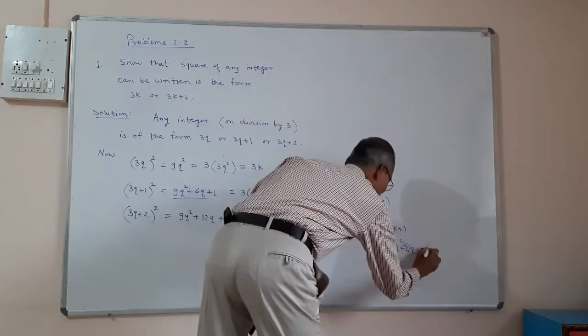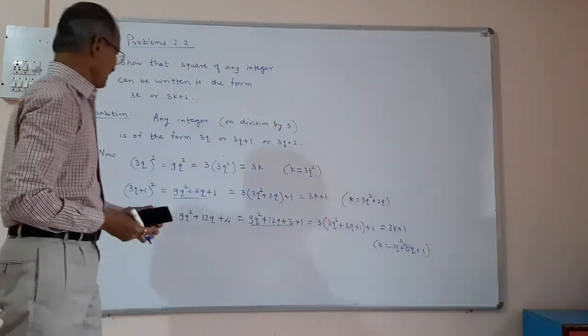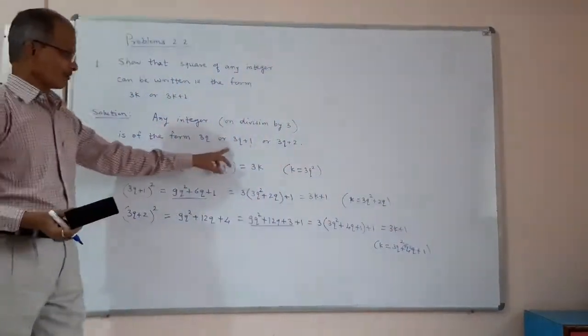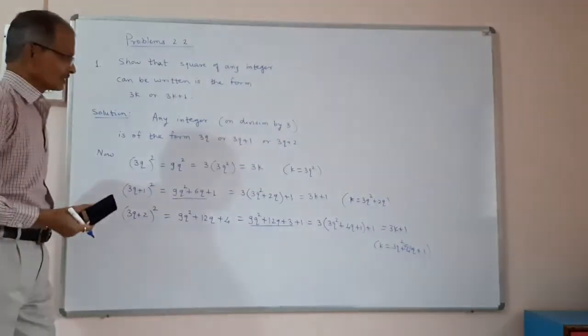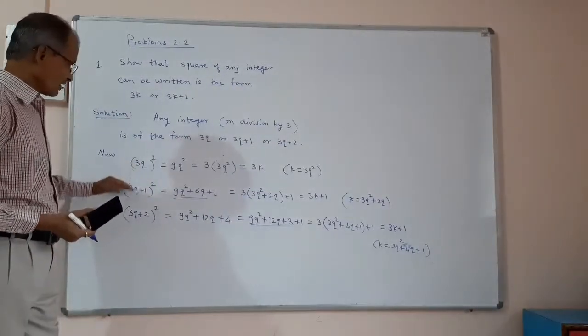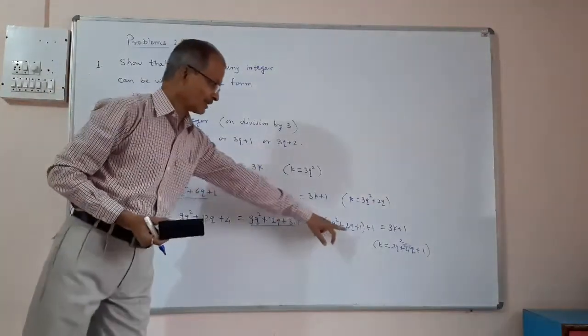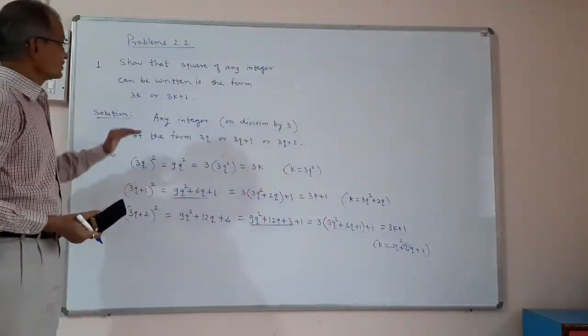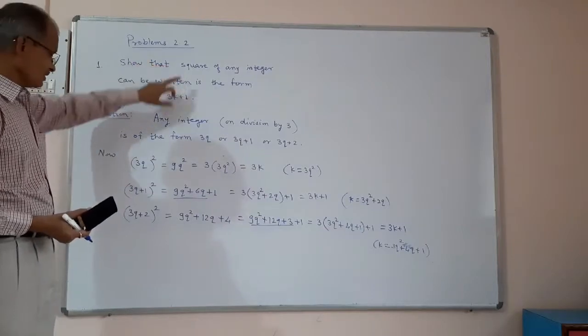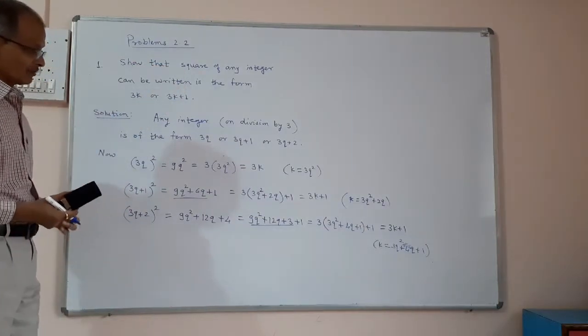So thus every integer is of this form, 3q or 3q plus 1 or 3q plus 2, and its square is either of the form 3k or 3k plus 1. Here it is also 3k plus 1. So this proves that the square of any integer is of the form 3k or 3k plus 1.